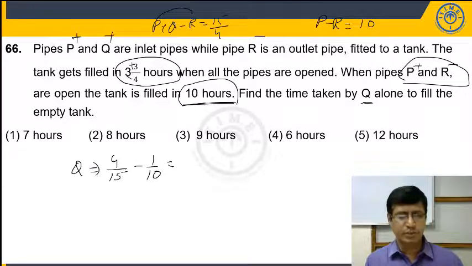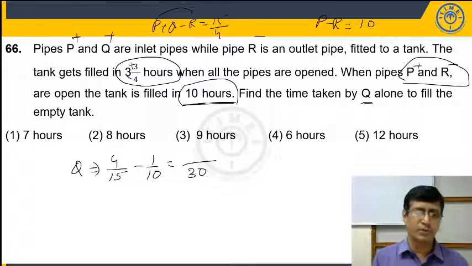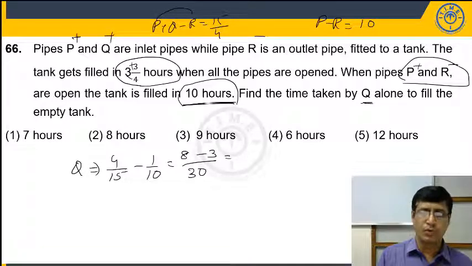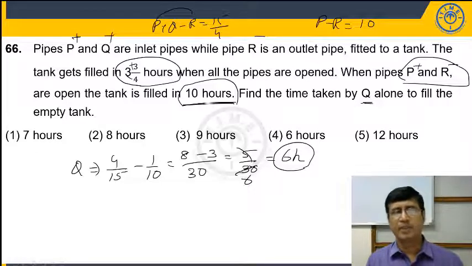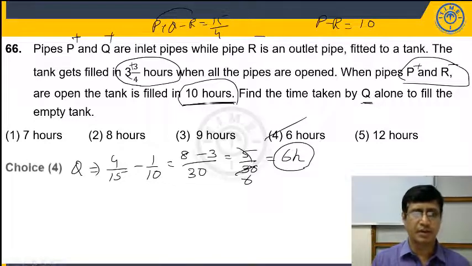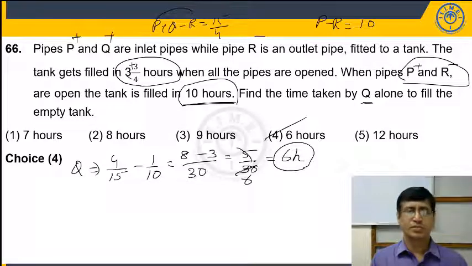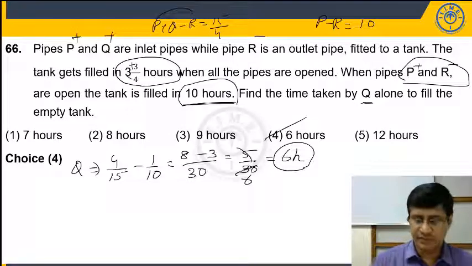The LCM of these two numbers is 30. It goes how many times? 15, 2 times. 2 times 4 is 8. And here it is 3 times. Simplify, 5. So 5 by 30, it is 1 by 6. In 1 hour, 1 by 6th part, which means it will completely fill in 6 hours. So what is the right choice? Option number 4 is the right option. The fourth choice is the answer for this example. Okay.